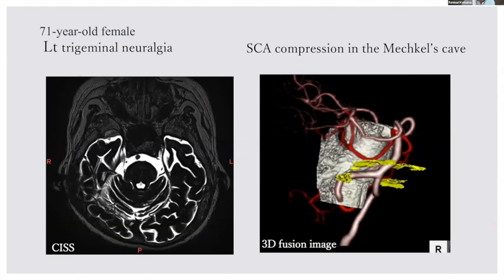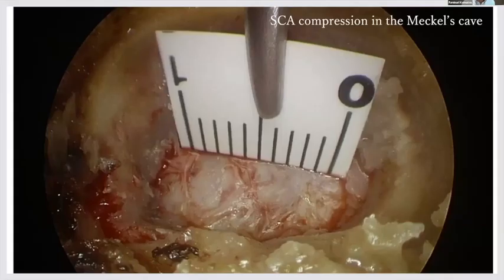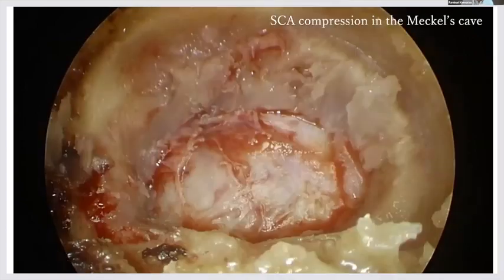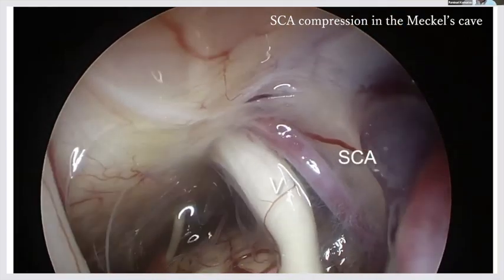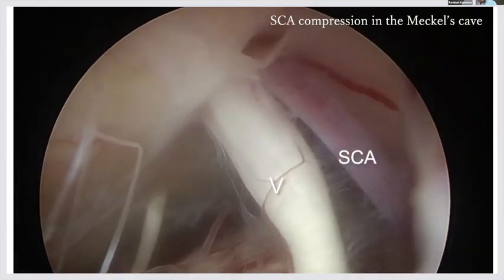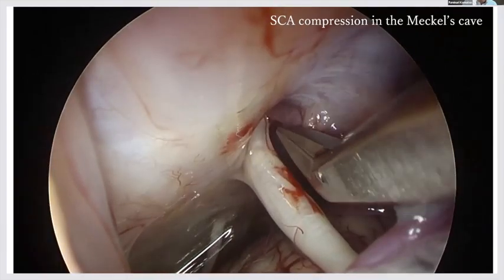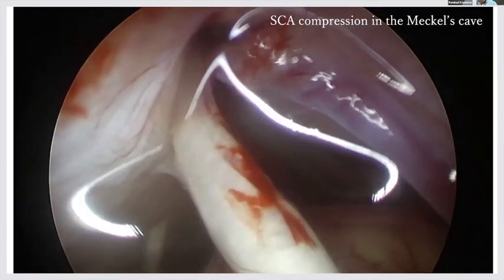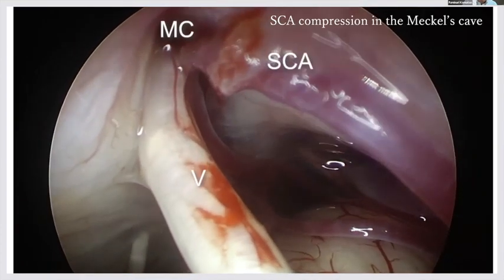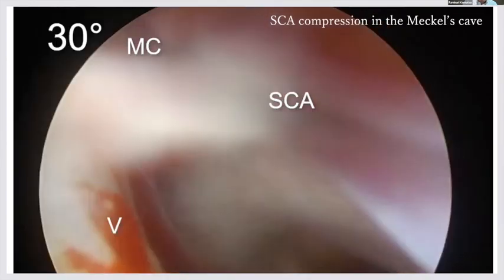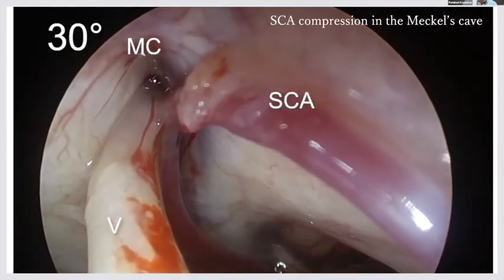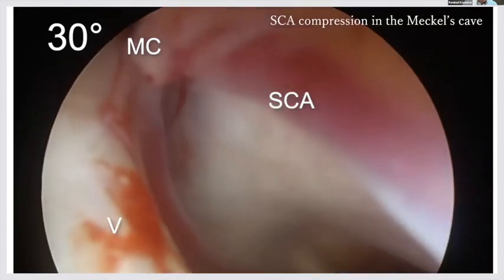This is also an interesting case. The trigeminal nerve is compressed by the SCA, but the trigeminal nerve is compressed in the medial cave. The video is shown. So now we can see the trigeminal nerve and also the SCA. The arachnoid membrane around the trigeminal nerve is sharply opened. The loop of the SCA compressed the trigeminal nerve in the medial cave. The 30 degree endoscope is applied, and the relationship is well visualized.